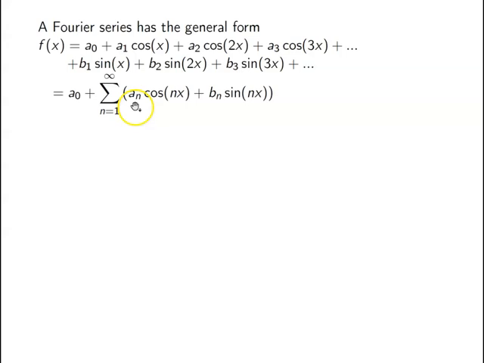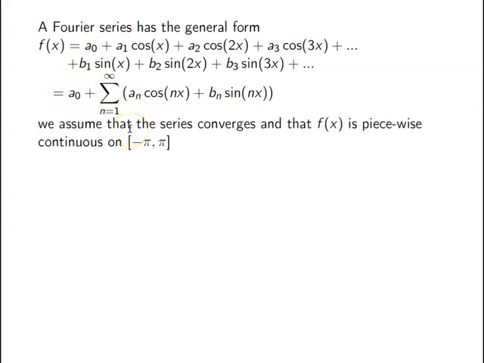The coefficient here is an. So we're choosing to start from 1 because this a naught doesn't have a sine or cosine. It's our constant here, right? So we assume that the series converges and that f of x is piecewise continuous on negative pi to pi. So piecewise continuous means I can have jumps, but I can't have an infinite number of discontinuities within this interval.